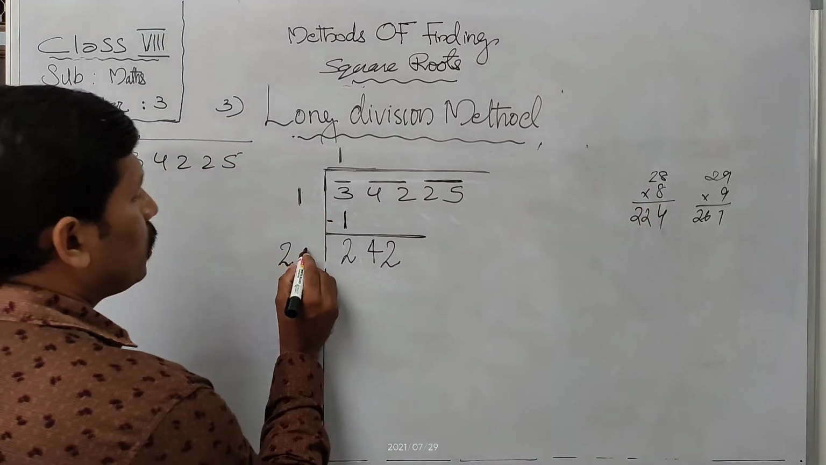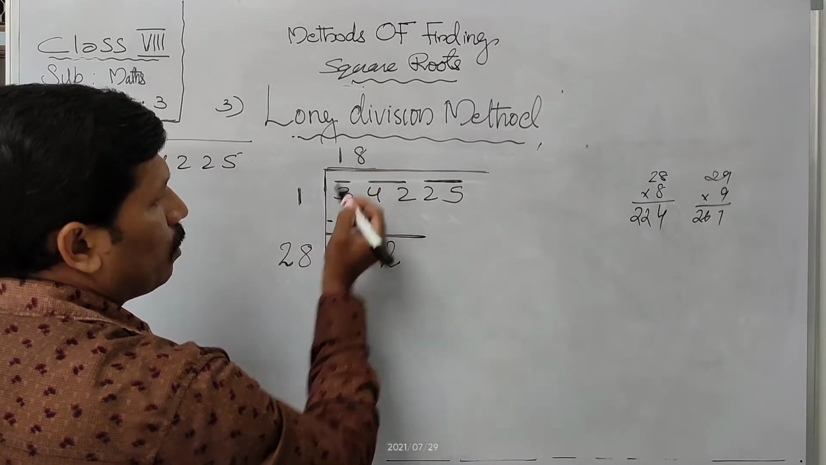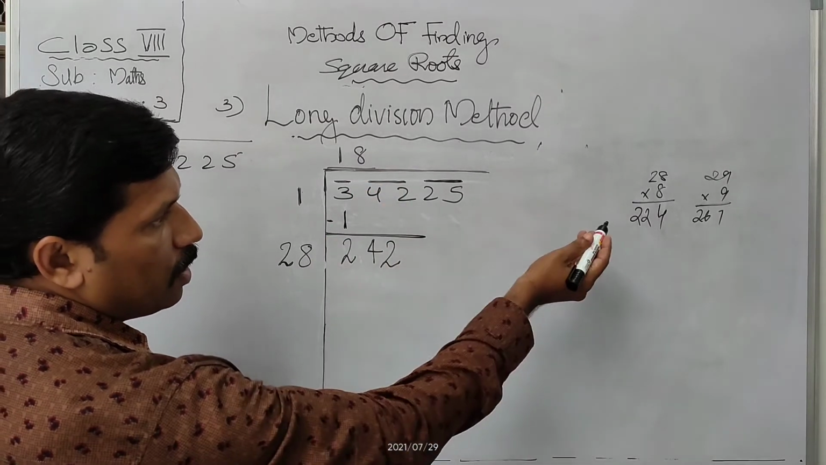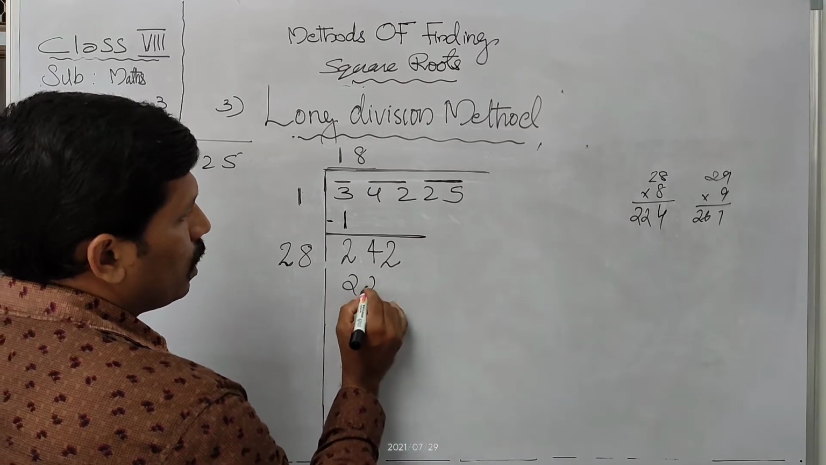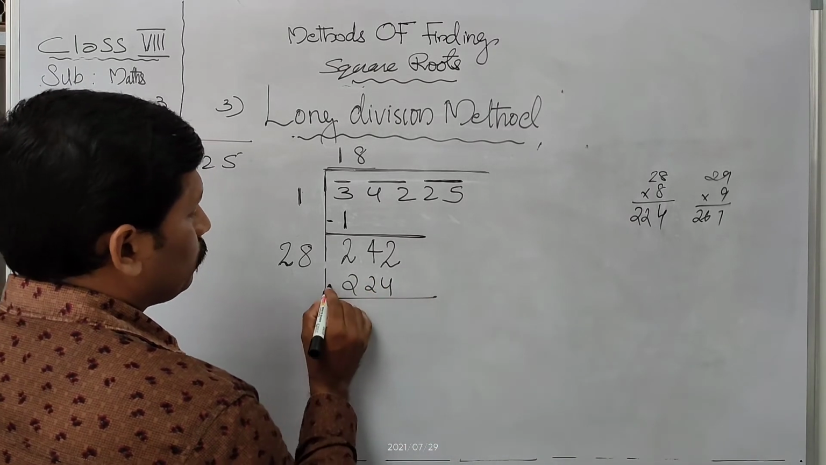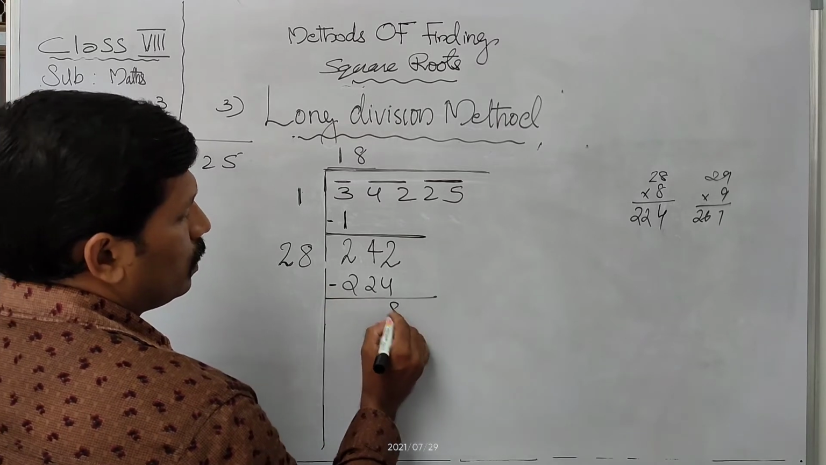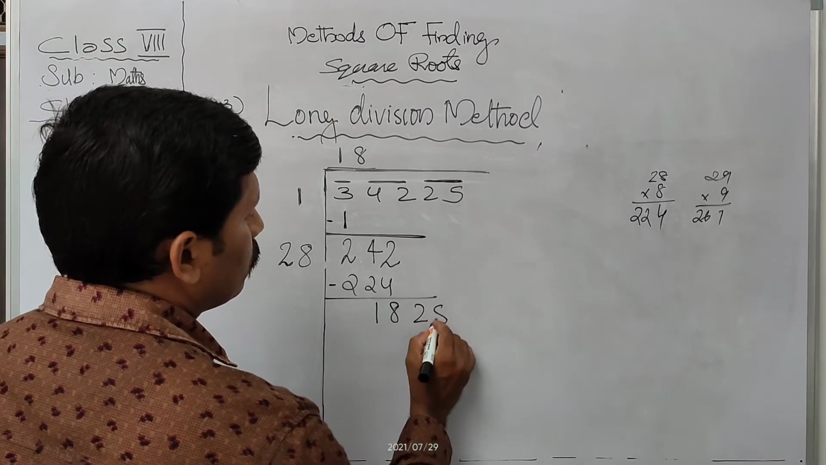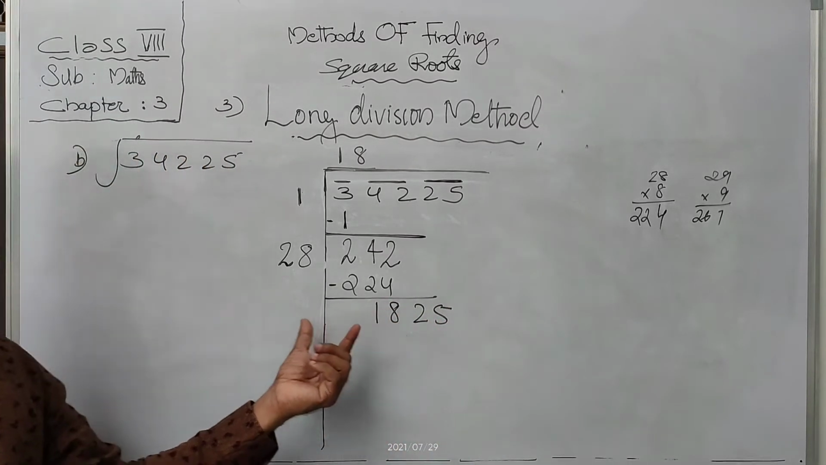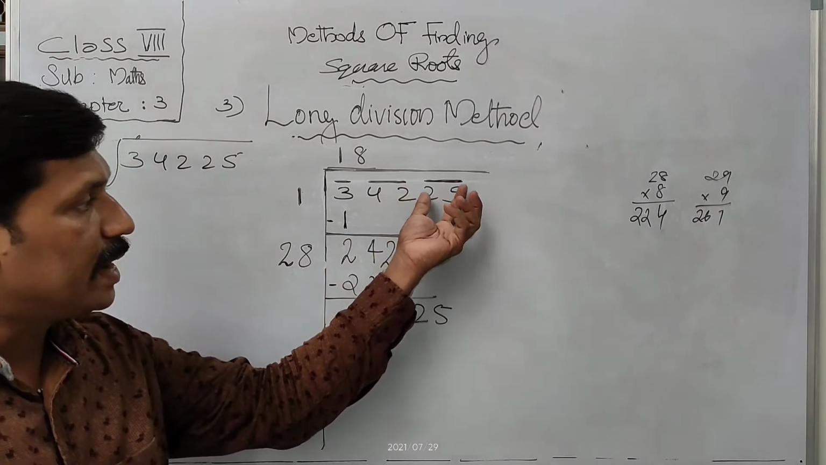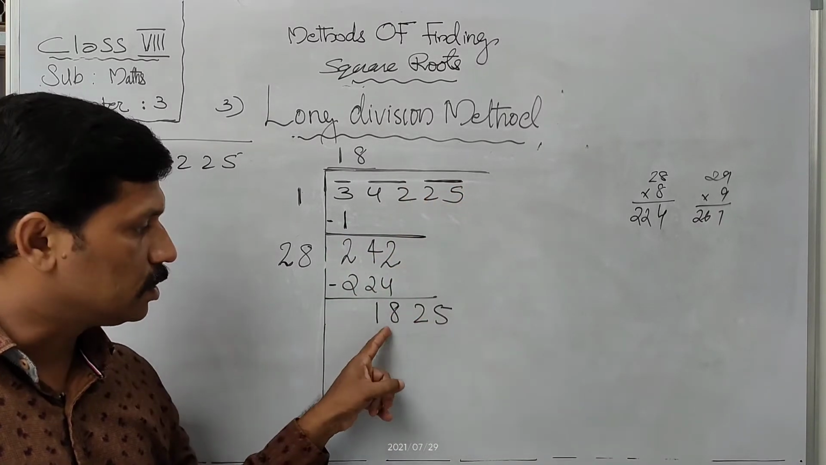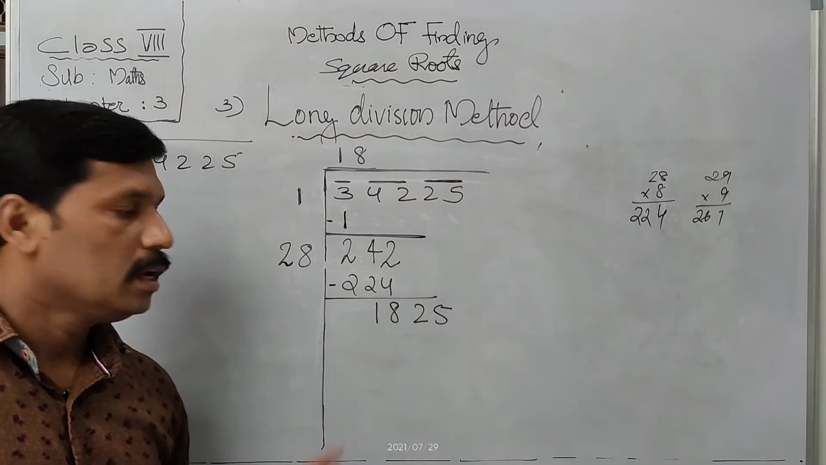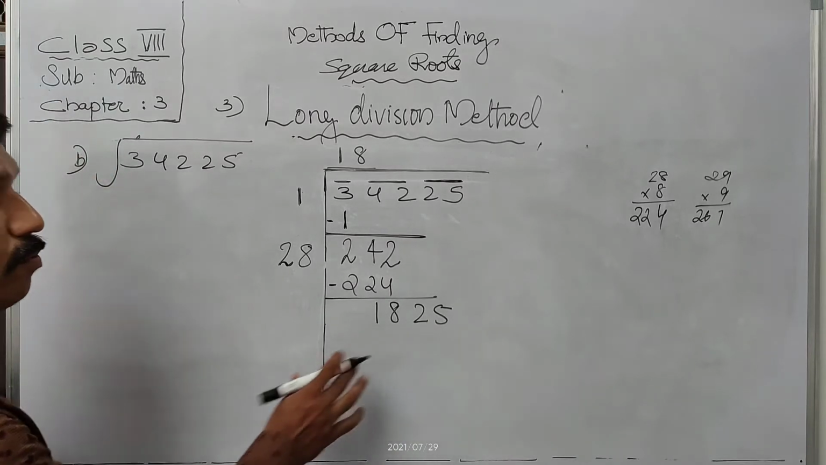So we write 8 here, and at the same time we write 8 in the quotient part also. Now 8 into 28, we have already multiplied, is 224. We write 224 here, then subtract it. The remainder is 18. Next group is 25. After subtraction, we bring down the next group, just with this number. With that we write the next group, 1825. After writing this group, what's the next step?